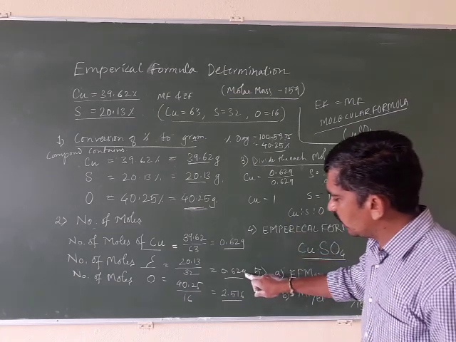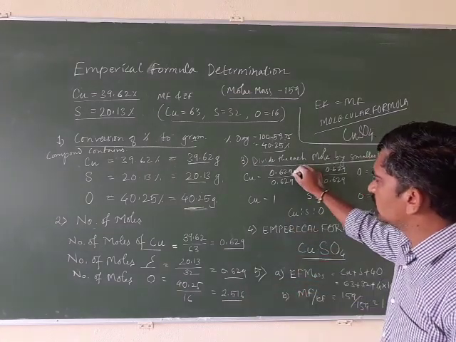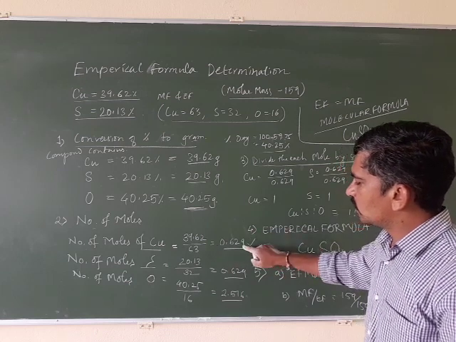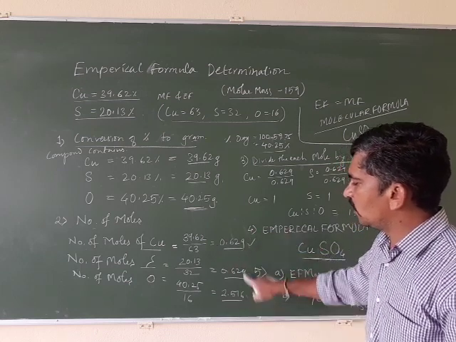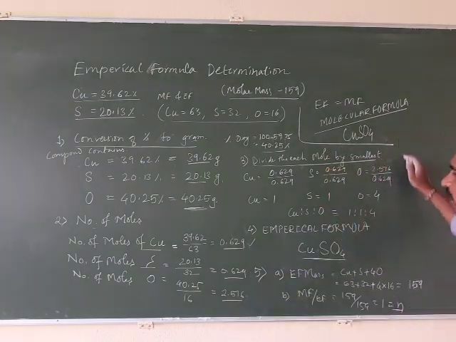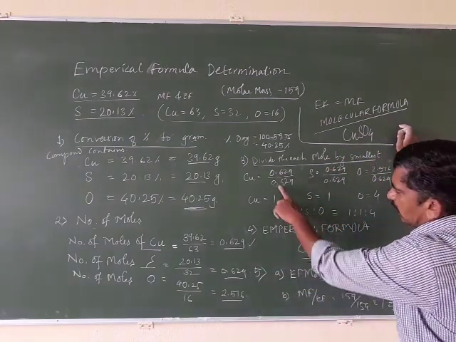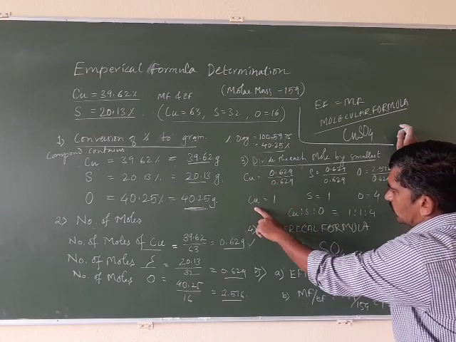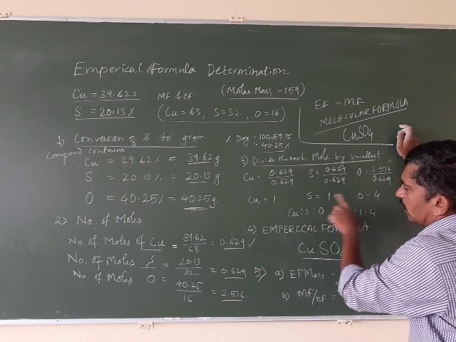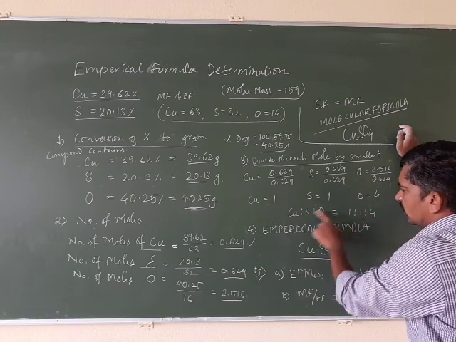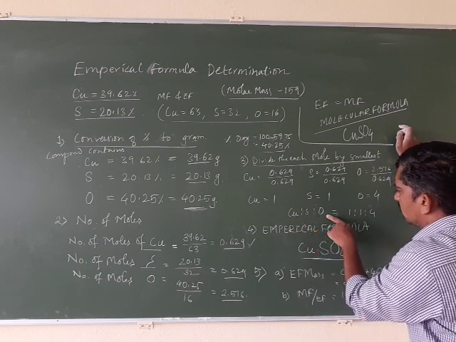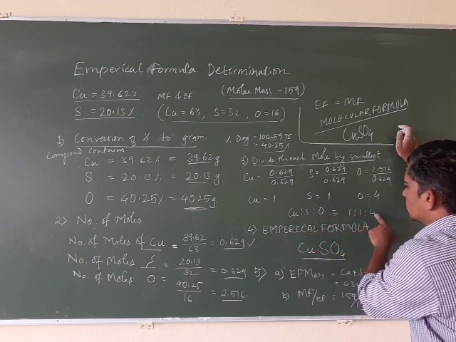So we have three mole values. For these three values we have checked the smallest one, and we have divided each and every value by this particular value. After dividing, we get 1 for Cu, 1 for sulfur, and 4 for oxygen. So from these quantities we have written a ratio: copper to sulfur to oxygen is 1:1:4.